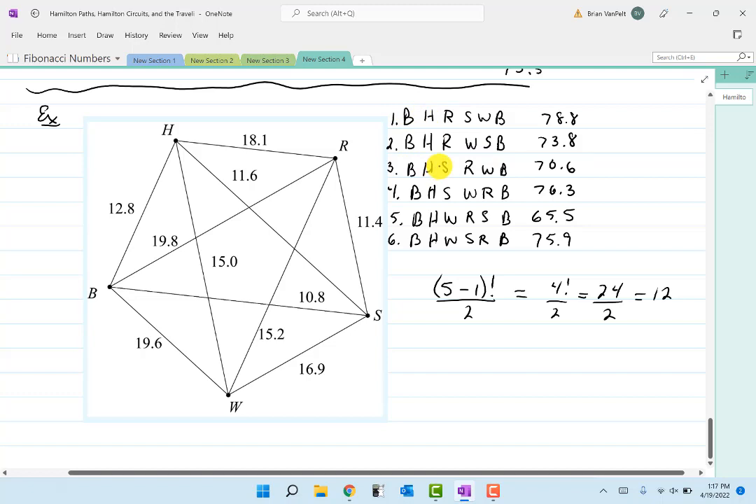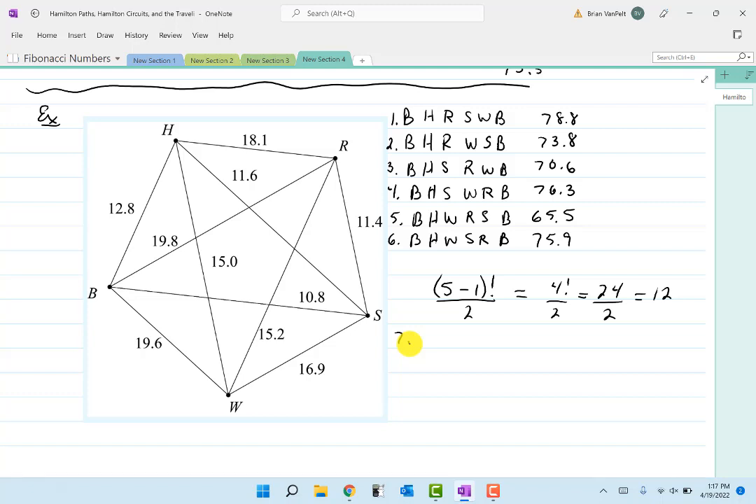Then I moved on to BHS. And the odd letters out that time were R and W, so I did RW, WR. That took care of the BHSs. Next, I'm doing the BHWs. RS, SR. Those are the BHWs. Now let me move on. What I have done in all those 6s then is I have taken care of all the ways that I can go from B to H.